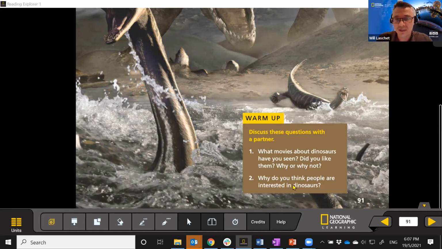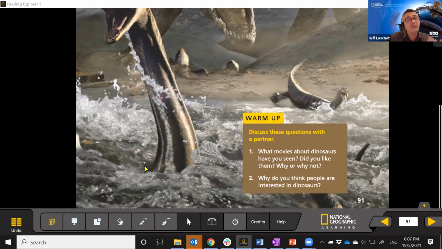Question number two, let's have a look. It says, why do you think people are interested in dinosaurs? And I think generally people are. I have been my whole life. When I was a child, I was very interested in dinosaurs. My daughter, who is 2, she's absolutely obsessed with dinosaurs, right? She has a toy dinosaur that she has to sleep with. If he's not there, she can't go to sleep. So why are they so interested?